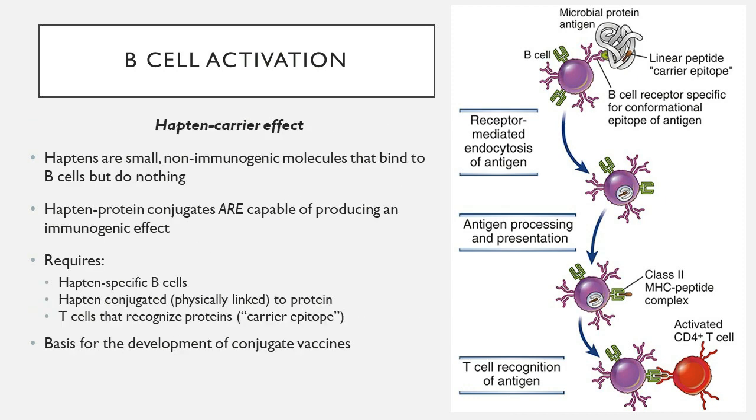This also brings up a second scenario in which the B cell and T cell activation does not occur on the same antigen. And engineers can make use of this through what's known as the hapten carrier effect. So haptens are small, non-immunogenic molecules that bind to B cells but do not in themselves induce strong B cell activation, in part because they're not coupled with a strong innate immune response. They don't have pathogen-associated molecular patterns, anything to help otherwise initiate B cell activation. However, if you conjugate a hapten to a protein, so you make a hapten protein conjugate, those are capable of producing an immunogenic effect because the T cells recognize this and aid in B cell activation.